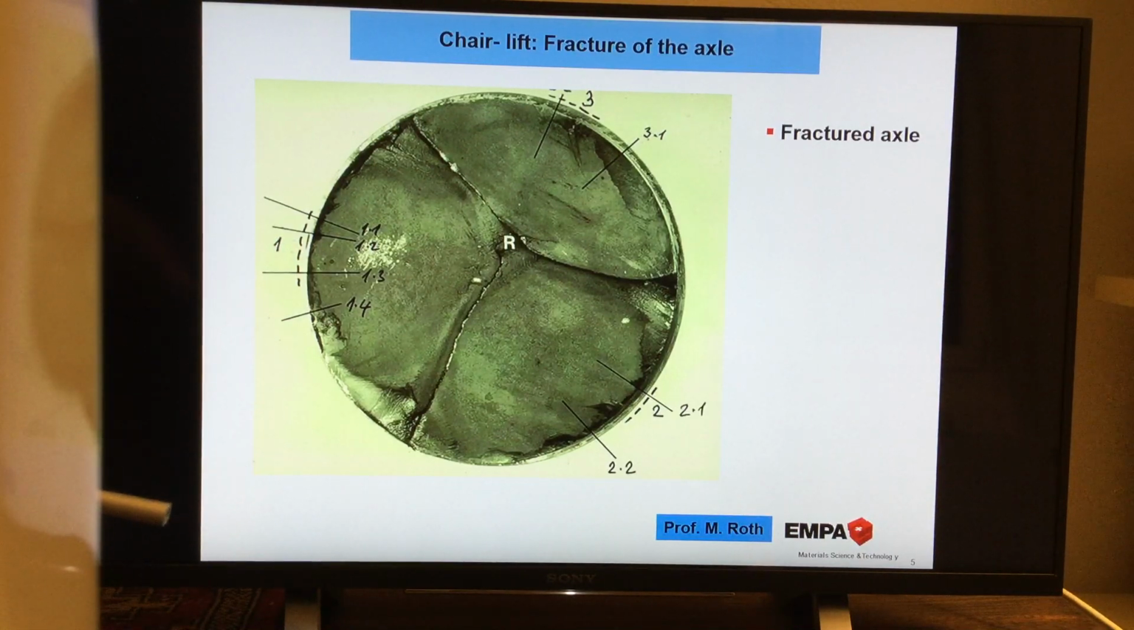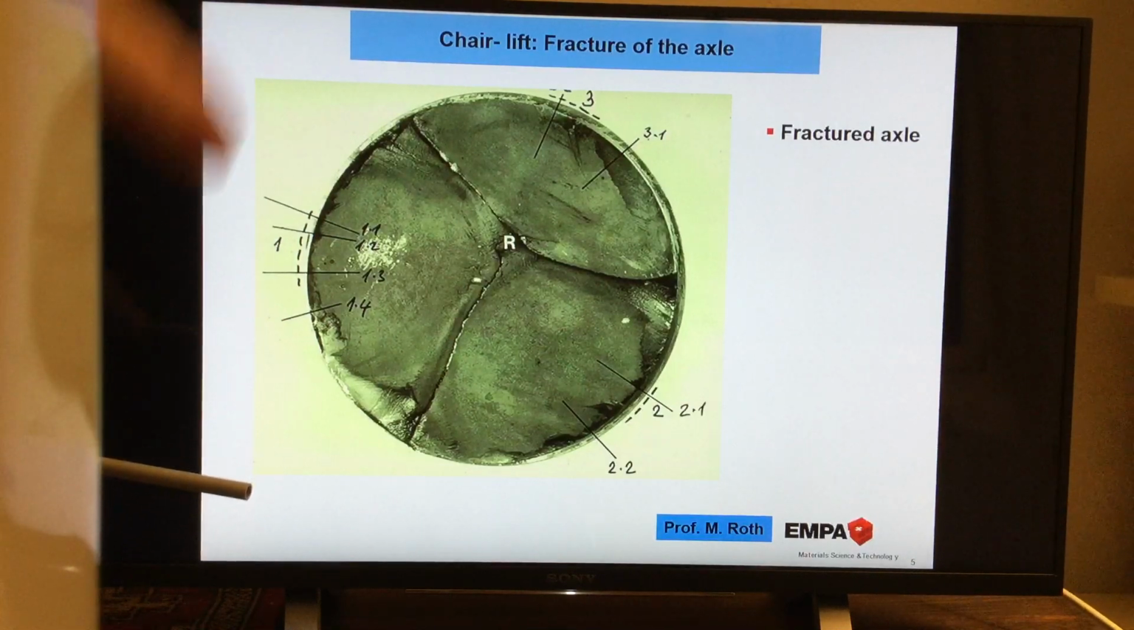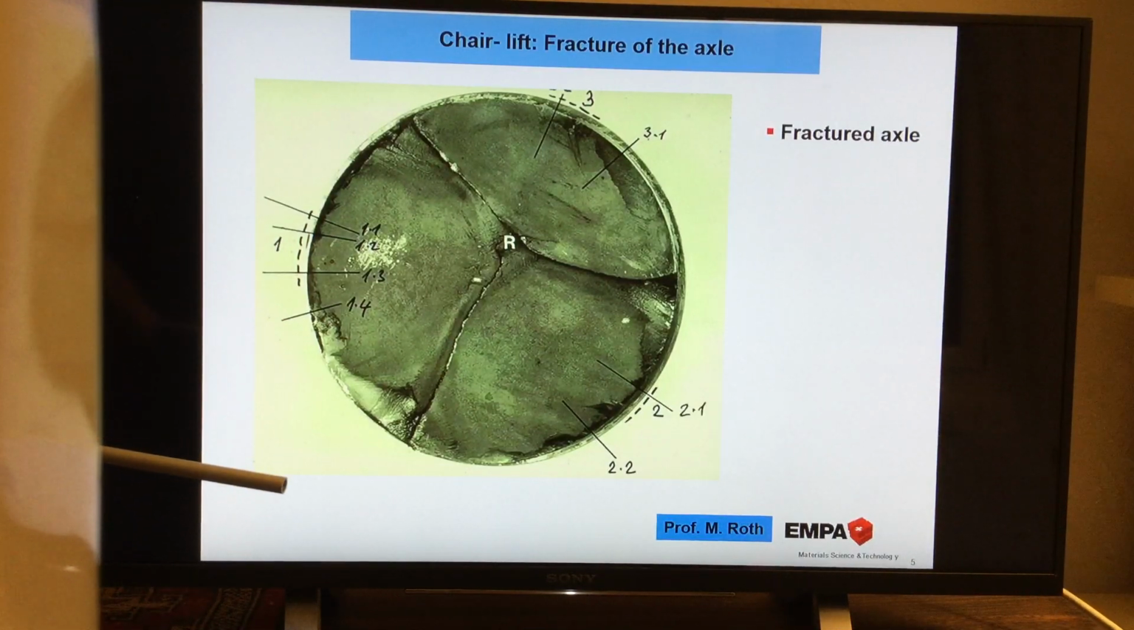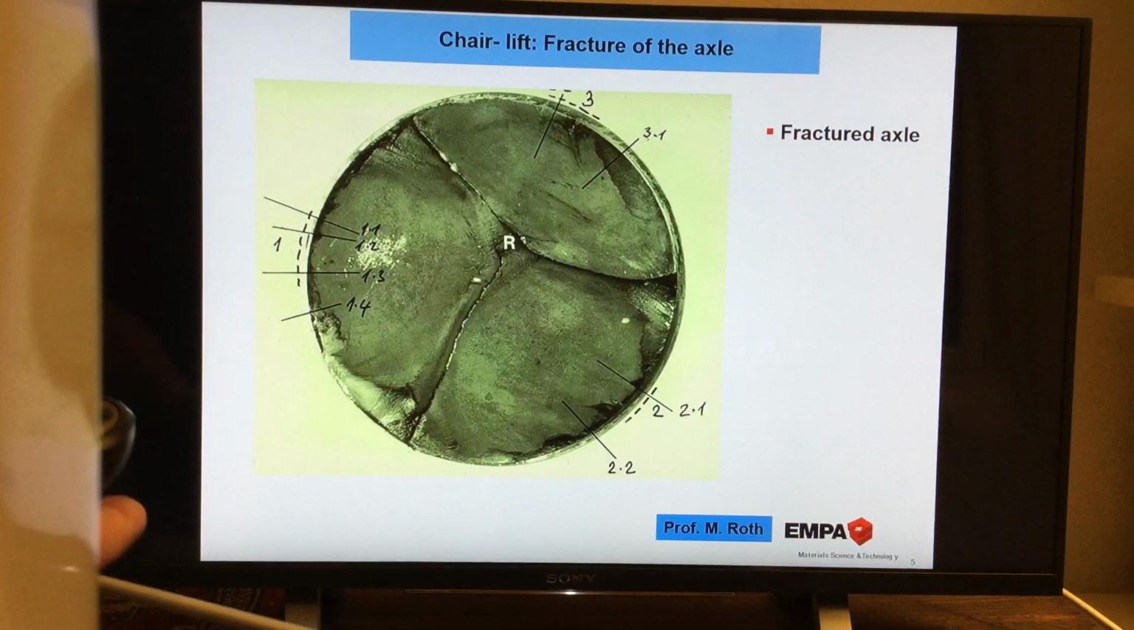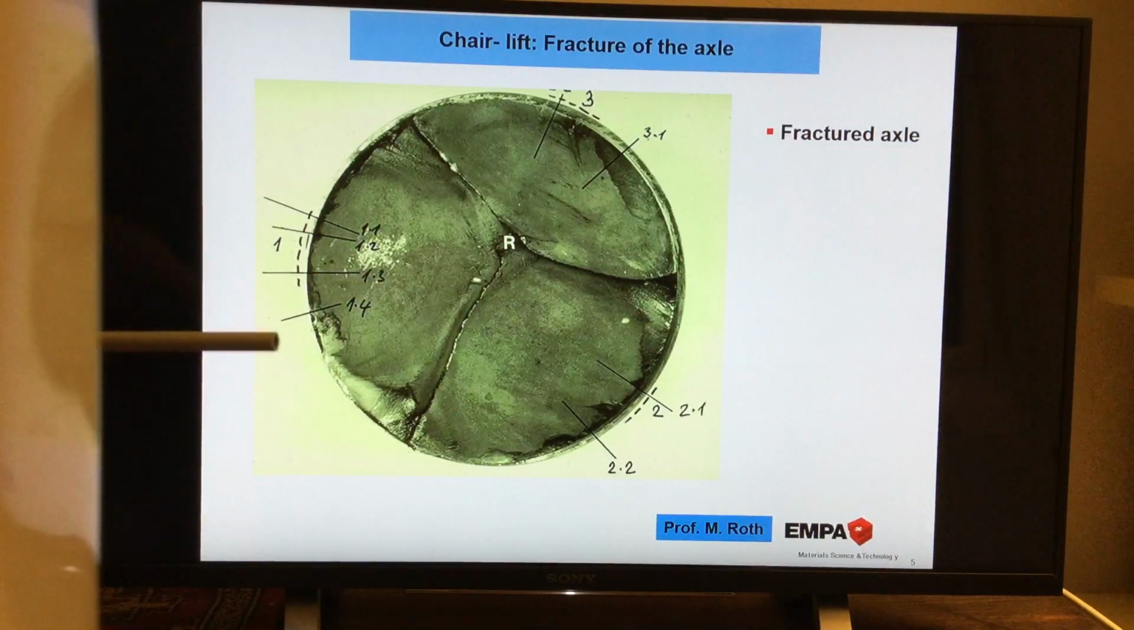And now something else is coming up. We remember the loading of this component, and the loading was rotating bending fatigue. So there is again fatigue coming up. And what do we know from our first lecture? When we are watching for signs of fatigue, there is one really important feature. How is it called? It's called beach marks.